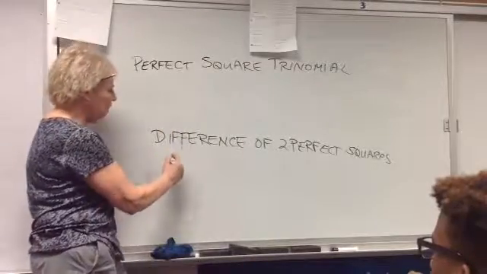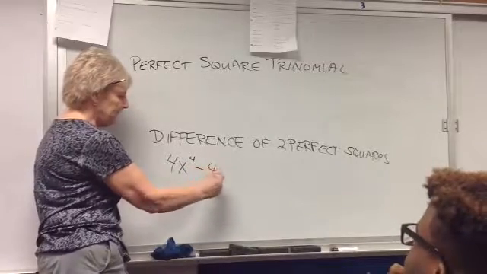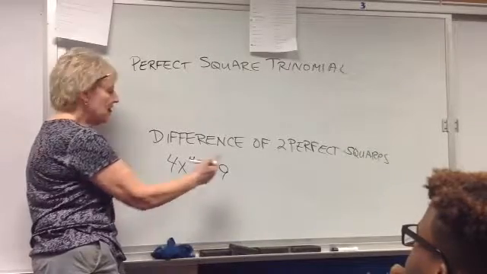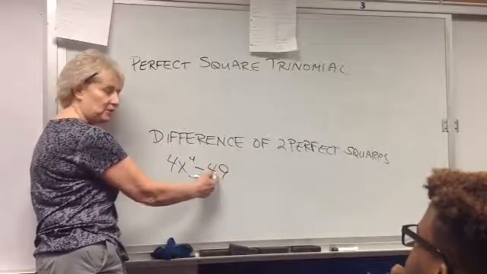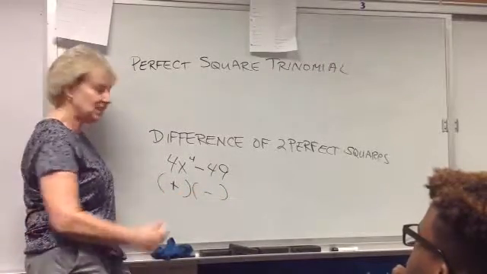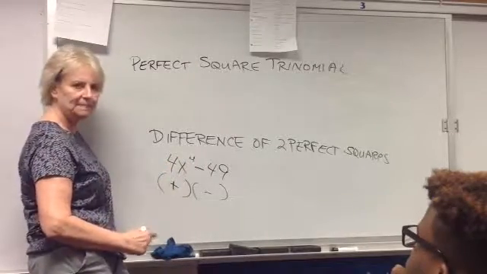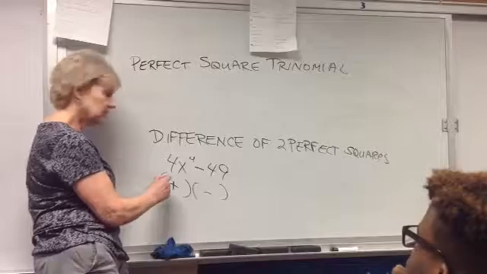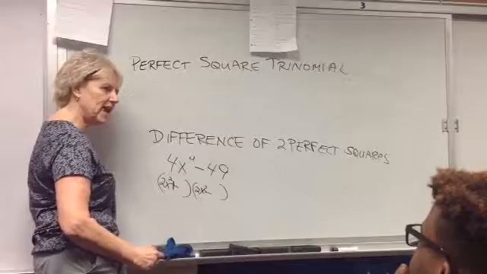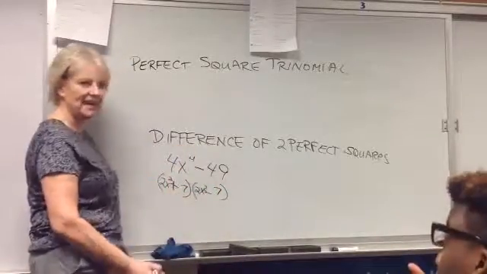let's say you have 4x to the fourth minus 49. That is a perfect square because you could take the square root of it. You will learn that it's always plus minus because there's no middle term. Take the square root of 4x to the fourth. Anybody? 2x squared. Write it twice. Square root of 49. If you multiply that out, you get that.